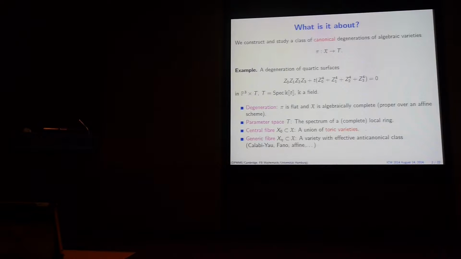So it's a kind of maximal degeneration, in the sense that you break some kind of non-linear, non-toric object, here a K3 surface, into something that looks extremely simple, a union of toric varieties. And the generic fiber, so the generic point, is a variety with effective anti-canonical class. That includes Calabi-Yau varieties, Fano varieties, affine varieties, etc.